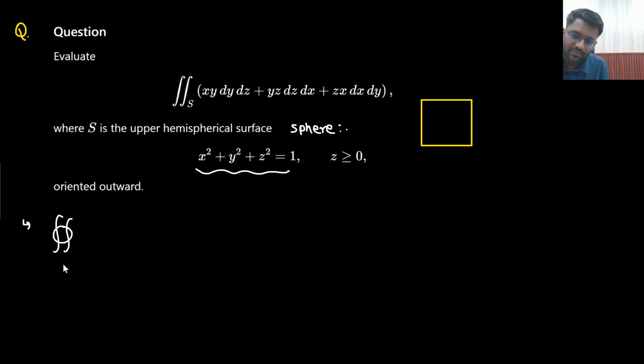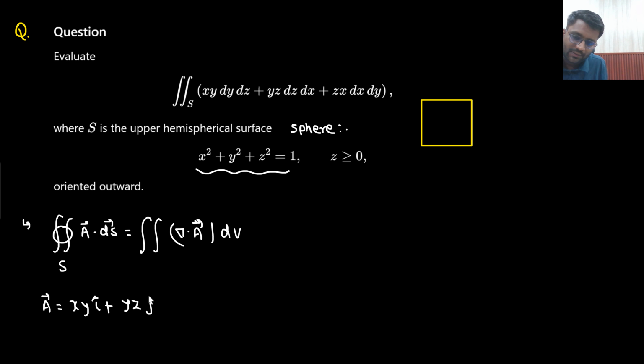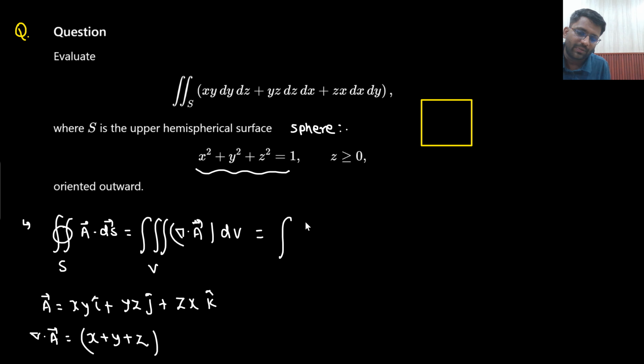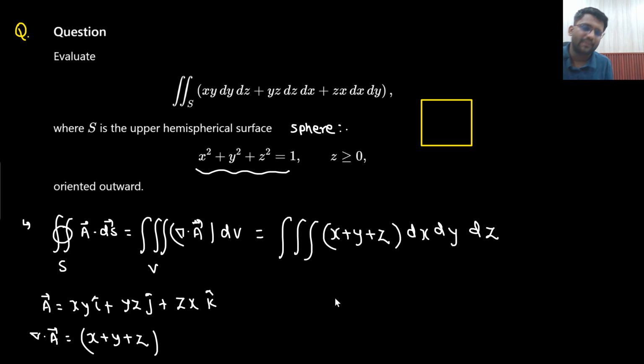Again the same scenario. A dot ds, del dot A dv. What is vector A? Vector A I can directly see, sir, it will come out to be xy i cap plus yz j cap plus zx k cap. What will be del dot A? So del dot A will come out to be x plus y plus z. Right? Triple integral x plus y plus z dx dy dz. But this time it is a sphere.